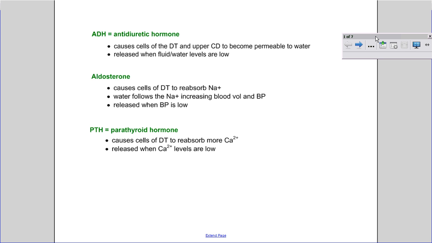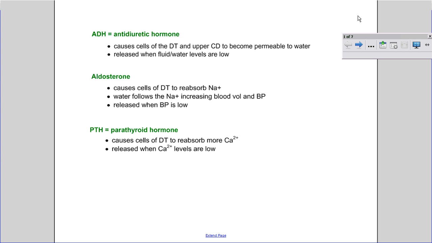those 6 slides. And it indicates the 3 hormones that cause some special reabsorption at the last part of the nephron, so the distal tubule or distal convoluted tubule and the upper portion of the collecting duct. Okay, so the first one is called ADH for short, which stands for anti-diuretic hormone.